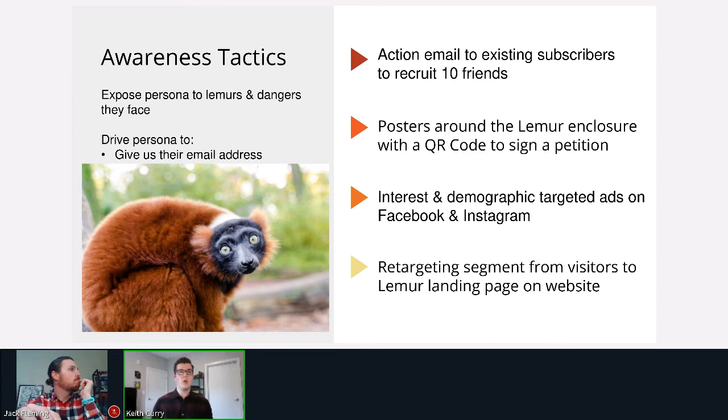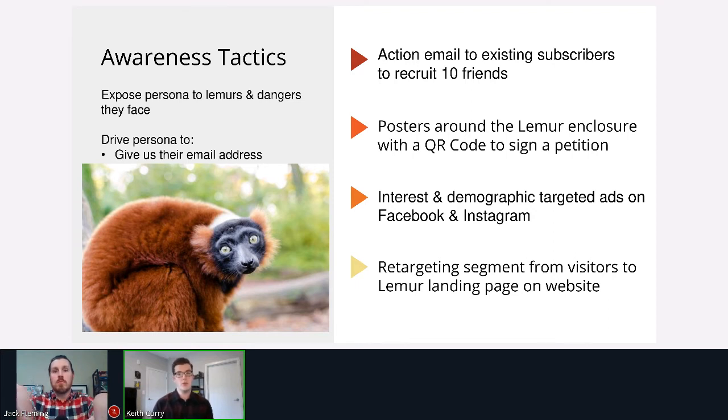To start, we're going to look at awareness tactics. Our goal for this is to expose our persona to lemurs and the dangers that they face, with an actionable goal of getting their email address so we can engage with them more and send content to them. To start, we're going to use the connections we already have. We're going to send an action email out to existing subscribers we have from other listservs or where people have signed up on our website or at previous events.